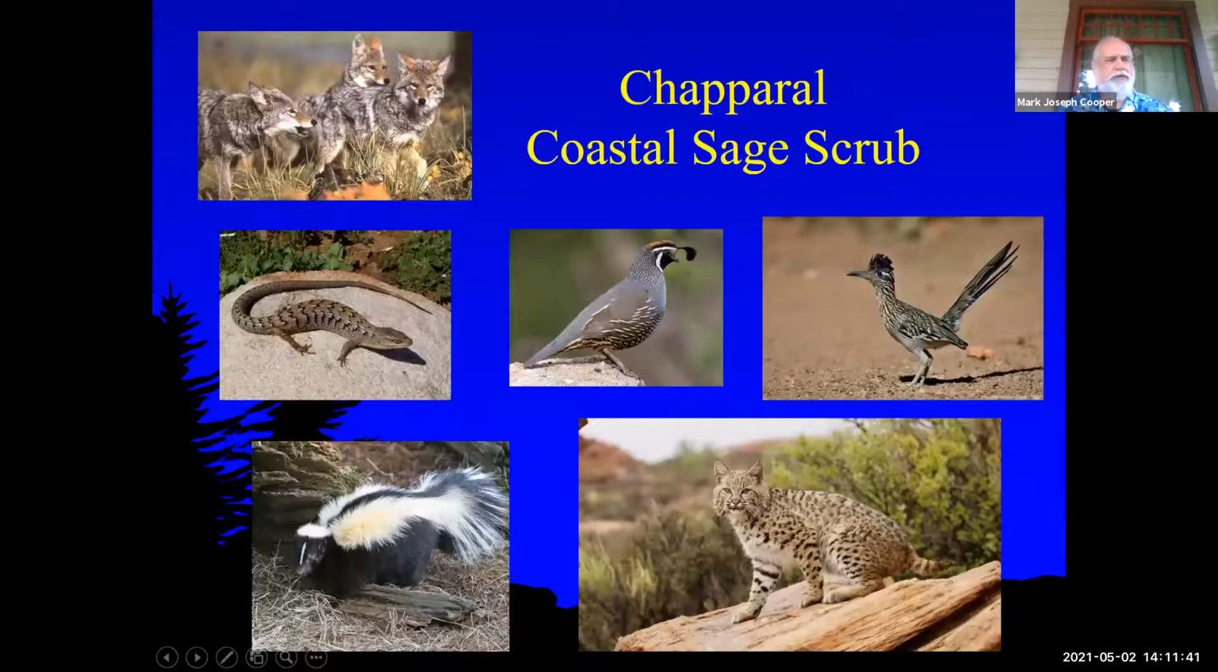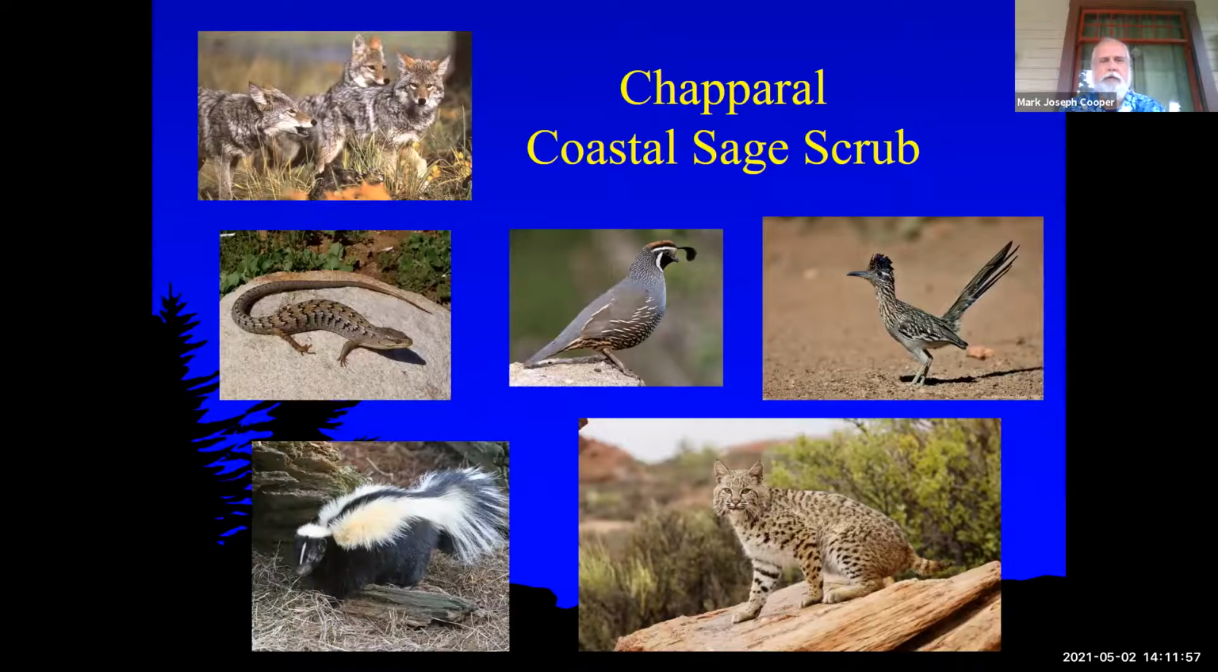All right, so some of the animals, and I'm going to give you the animals and they share because, you know, you see them in both areas. So up on the left is the coyote. That is kind of the top predator.